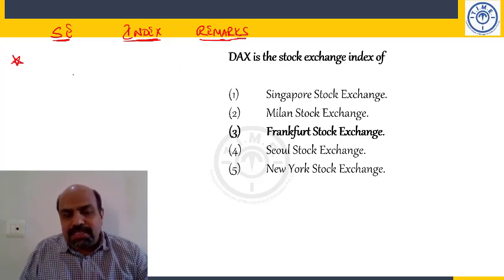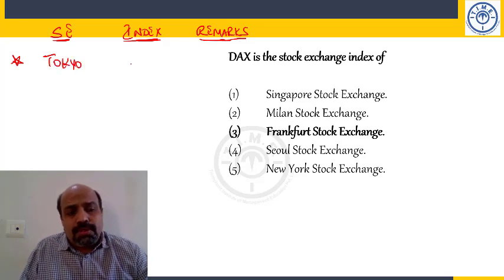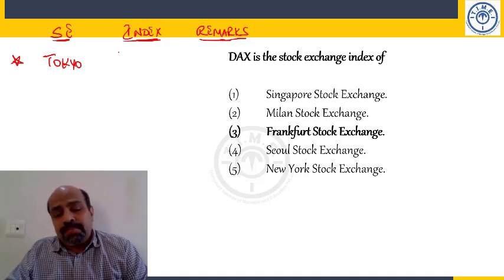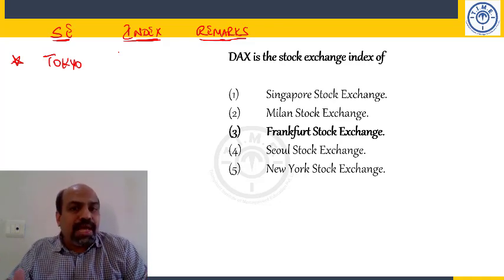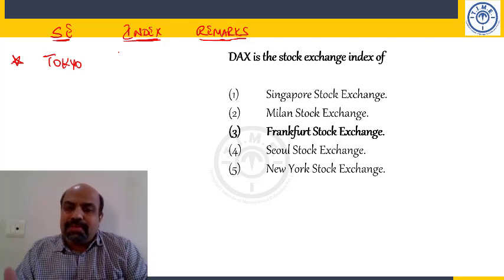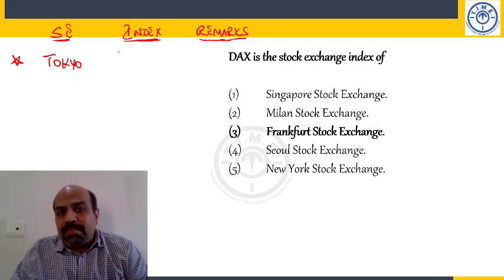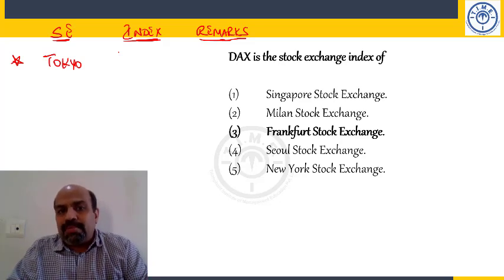We start in the east, and we start with Tokyo. Tokyo Stock Exchange has an index. See, an index is a list of names of companies. Now, to get its name on the index, a company has to have a listing agreement with the stock exchange. Only when the company has this kind of an agreement can its name appear on the index. Only when the name appears in the index can the shares of that company be bought and sold on that stock exchange.